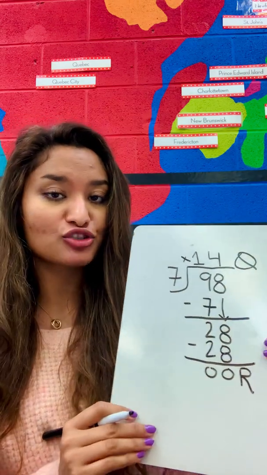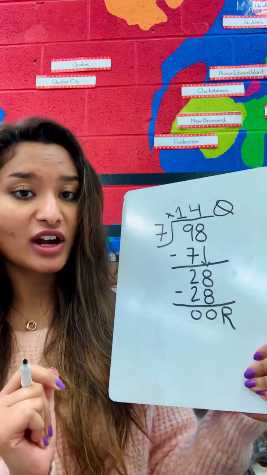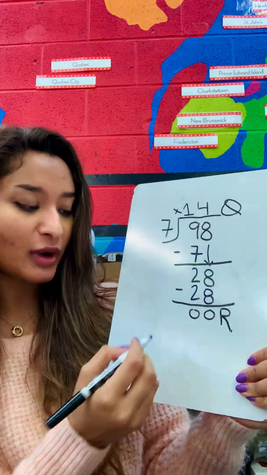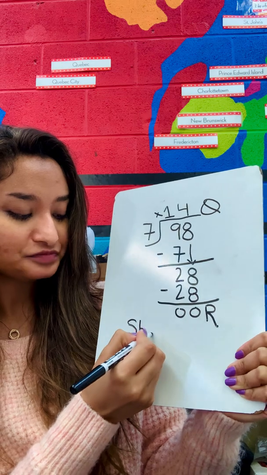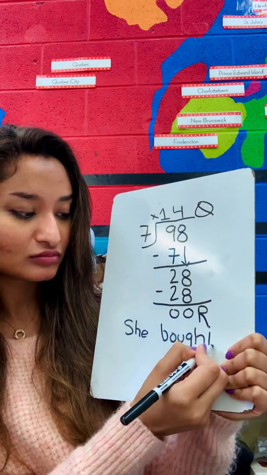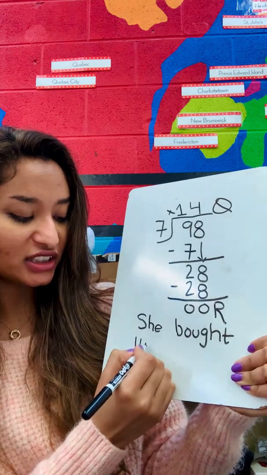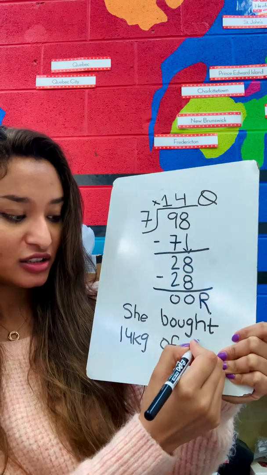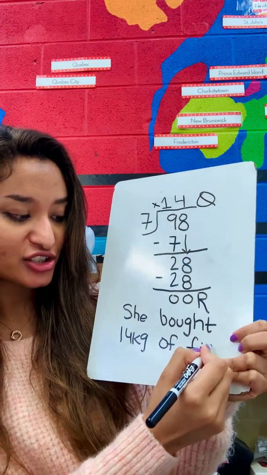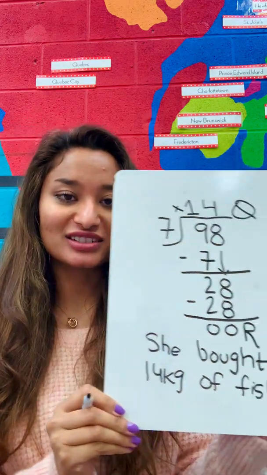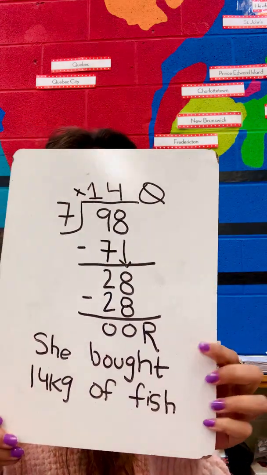Am I done my question? No, I need to go ahead and write my answer. So how many kilograms of fish did she buy? She bought 14 kilograms of fish. Does that make sense? Now we are done our question. Okay? Now let's go ahead and do question 5.